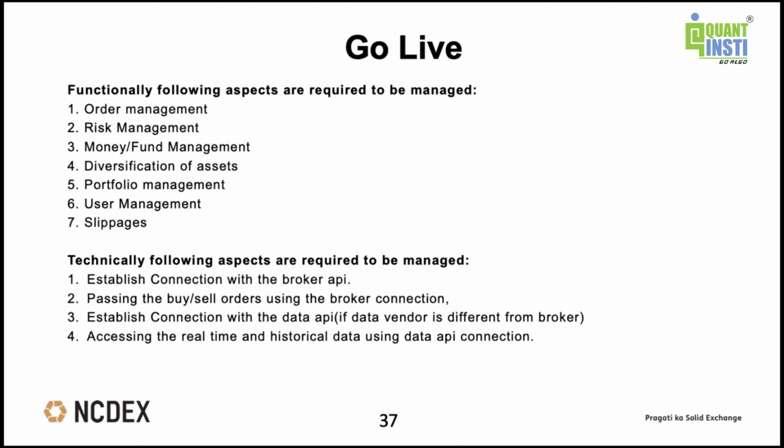There are various aspects which we need to think about in the go live stage, which we have not discussed and have not thought of in backtesting and paper trading. That is order management, risk management, money and fund management. In paper trading, we were checking whether the algo will perform well or not, but we were not investing money, we were not managing the assets. So here the diversification of the assets is also very important. Portfolio management, user management, slippages don't come in paper trading and backtesting easily.